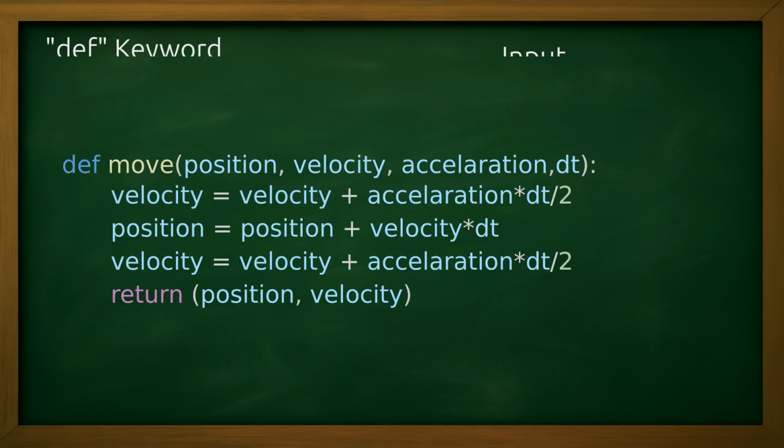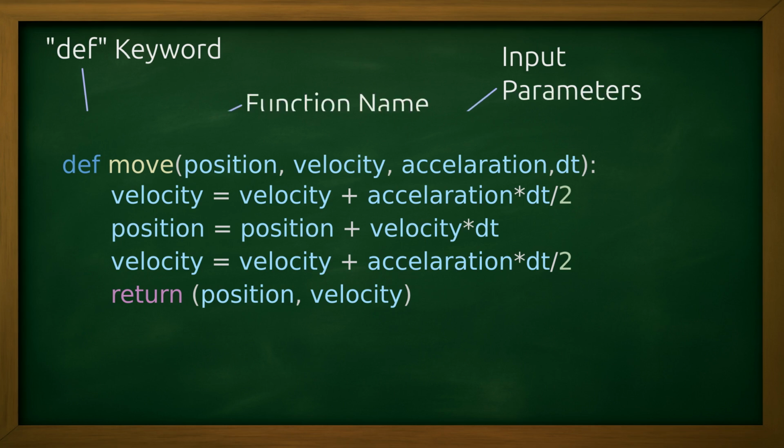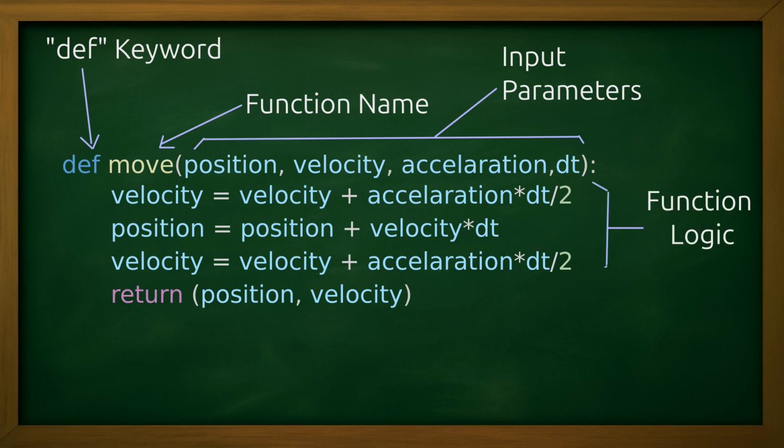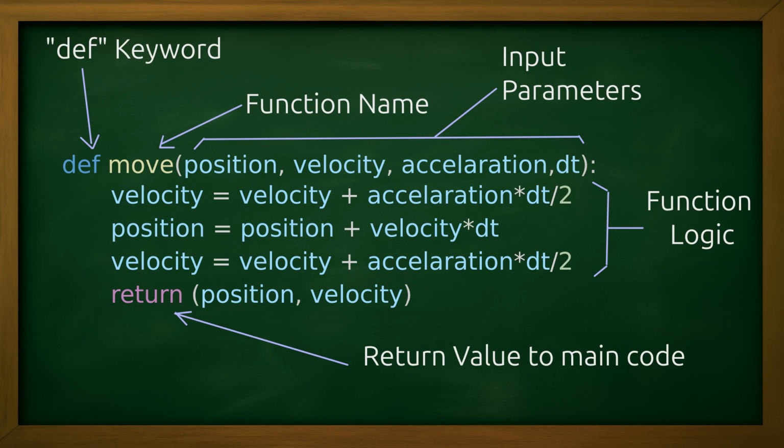In Python, a function starts with a def keyword followed by its name and input parameters within parentheses. The function body contains the logic and it optionally can return a value back to the main code. Thus, the user does not need to understand the underlying logic to use the function.